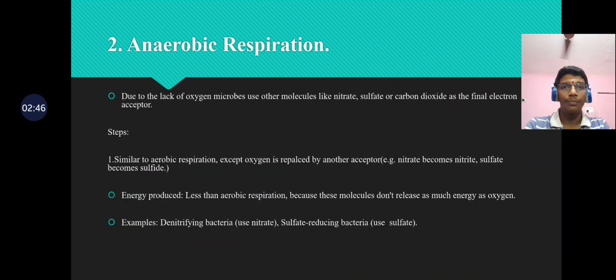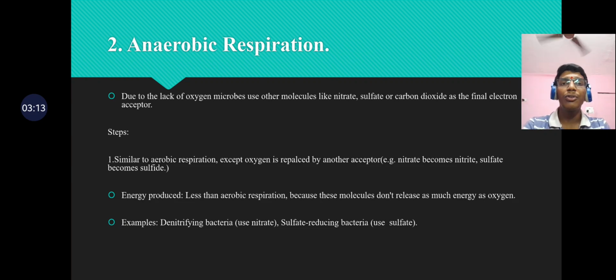Anaerobic respiration. This is another type of respiration where, due to the lack of oxygen, microbes use other molecules like nitrate, sulfate, or carbon dioxide as their final electron acceptor. So what are the steps involved here? Similar to aerobic respiration, except oxygen is replaced by another acceptor. For example, nitrate becomes nitrite, sulfate becomes sulfide.